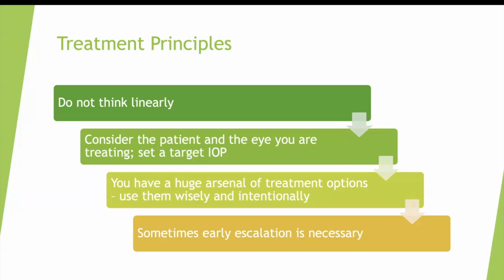You then want to set a target IOP. Is this a patient who's come in with primary open angle glaucoma with pressures in the low 30s? You're probably going to be happy with pressures of 16 to 17.